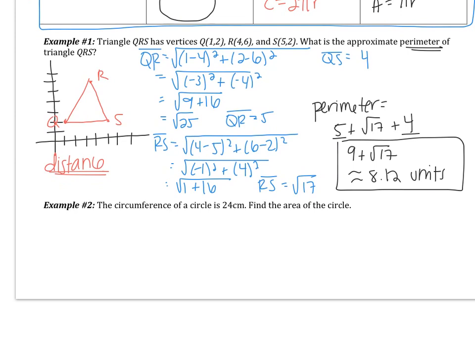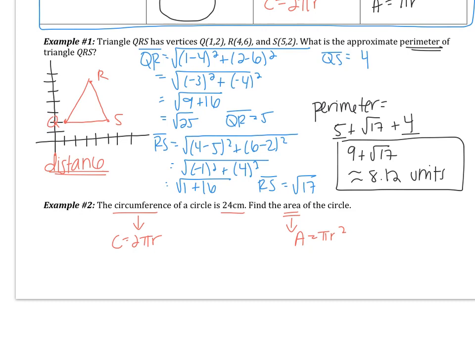Now we're going to look at example number 2. It says the circumference of a circle is 24. Find the area. So circumference is 24, I want to find the area. What we know about circumference so far is that it's 2 pi r, and we know that area is pi r squared. So what do those two have in common? Hopefully it's jumping out at you that they have the radius in common. So I'm going to need to find the radius and then use it to find the area.